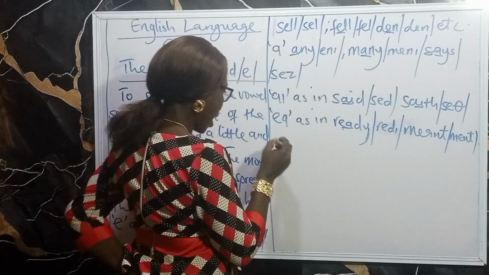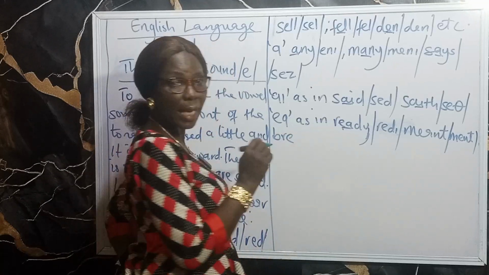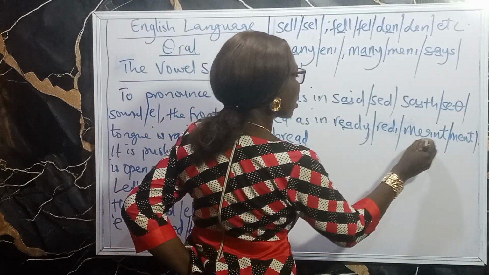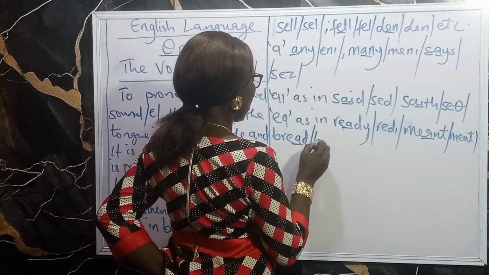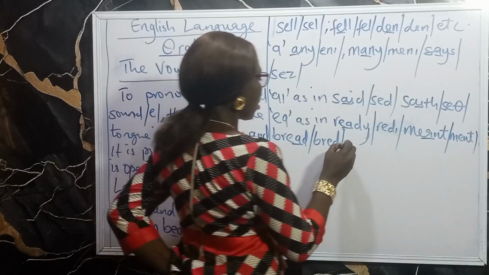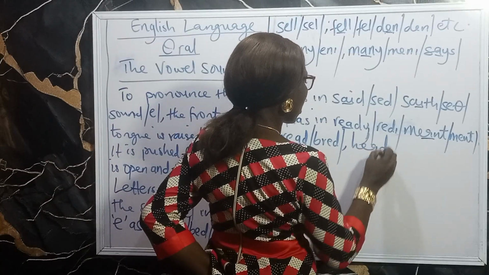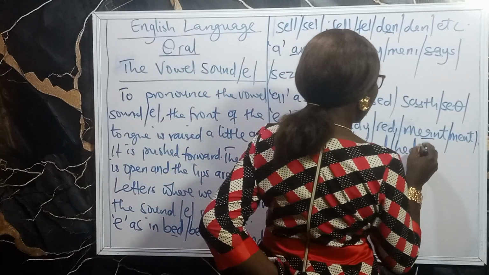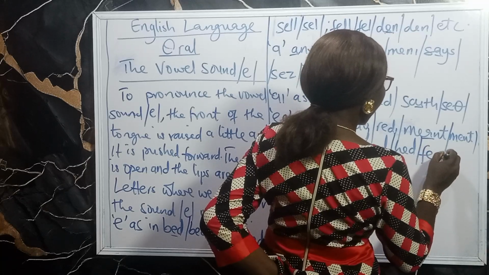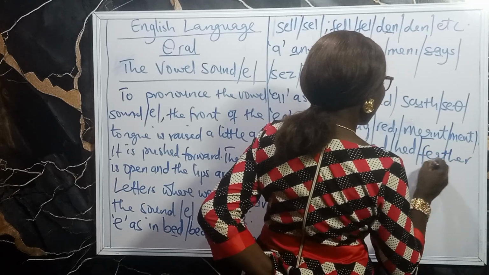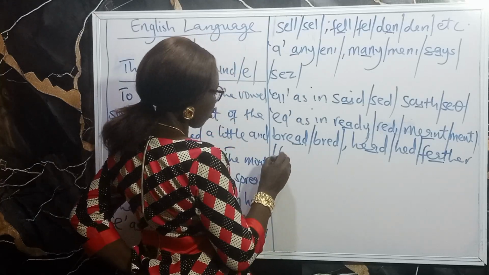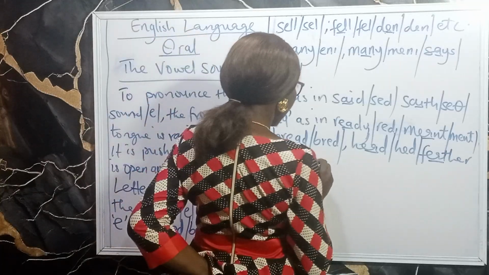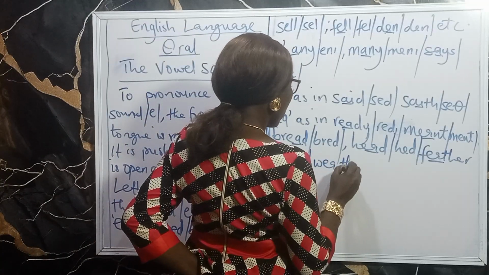We have bread. Remember, letters E, A. Also head, feather, and also weather.